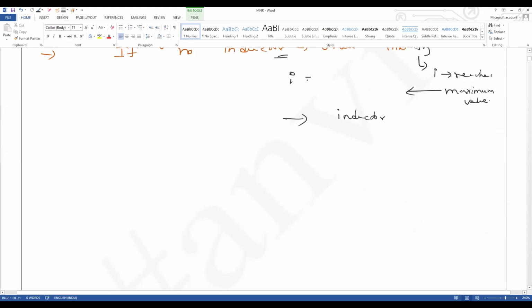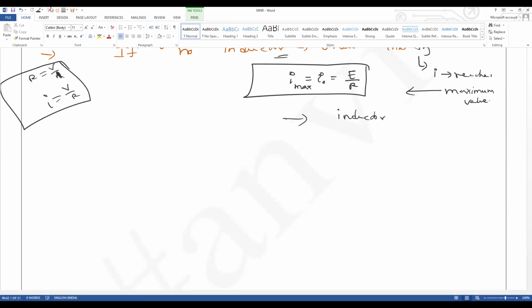What is the maximum? I is equal to I initial, I naught, is equal to how much? Voltage divided by resistance, that is E by R. In 10th class we studied, you all remember, resistance is equal to V by I. So I is equal to what? By Ohm's law, R is equal to V by I, so I is equal to V by R. V means here what? E only. Yes or no, guys? EMF, the battery. Correct or not? Yes.